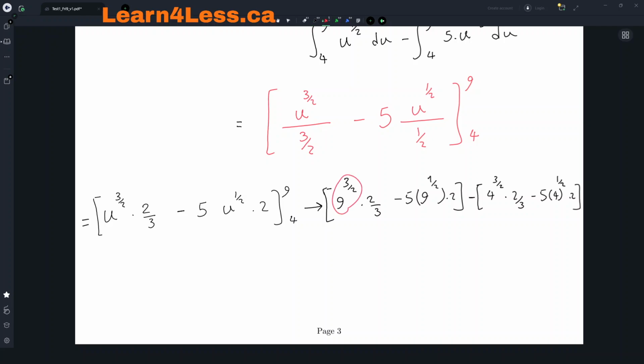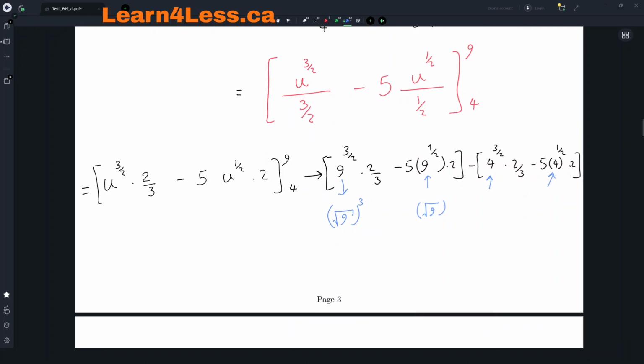But what is 9 to the power of 3 over 2 or 9 to the power of half? Power half in both of them means square root. So instead of 9 to the power of 3 over 2, we can have the square root of 9 to the power of 3. Or here we can have the square root of just 9. So the denominator of the power is basically the root, and the numerator is just a normal power. The same goes with these 4 and this one.